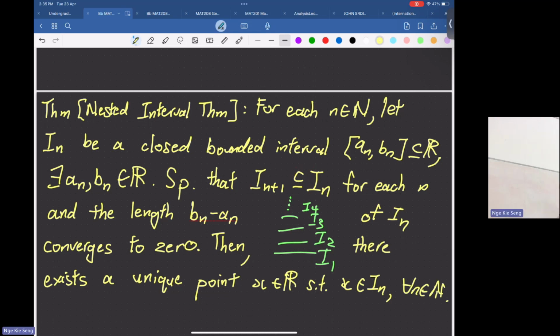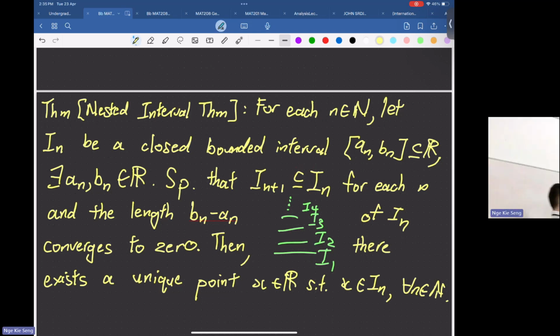Make sense or not? It's like you are taking limits from both sides, and then you see the limit is like a pyramid, right? Converging to one number. And then this number should live in every In. Okay or not? Okay, so how are we going to prove this?